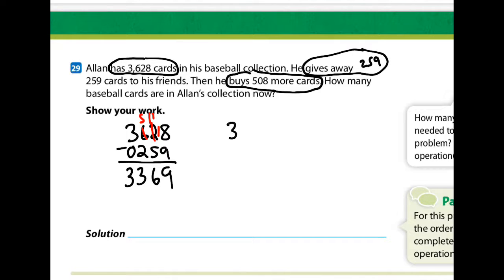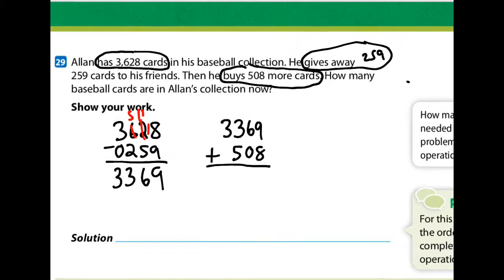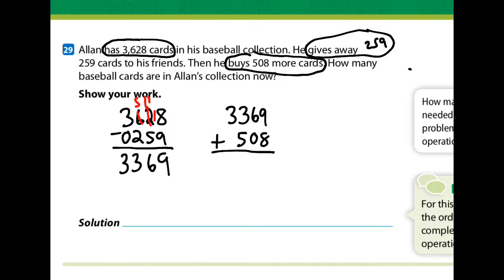But he then buys 508 more cards. So we're going to take 3,369 and add on 508 more cards. Now notice, by the way, you see how every label is cards? He gives away 259 cards, and he buys more cards. They're all cards. So you can take cards away from cards, and you can add cards with cards and get cards. That's how you know when it's addition and subtraction, when those labels are all the same.